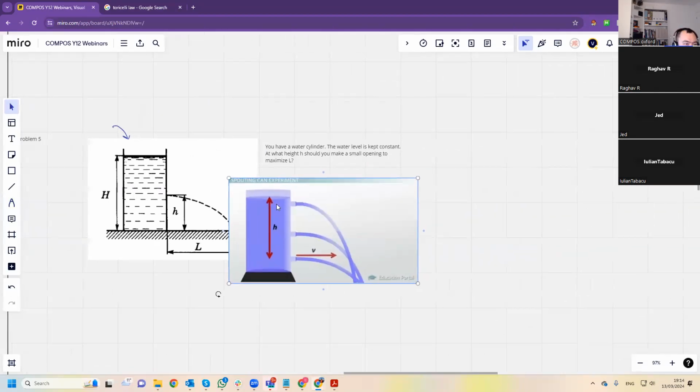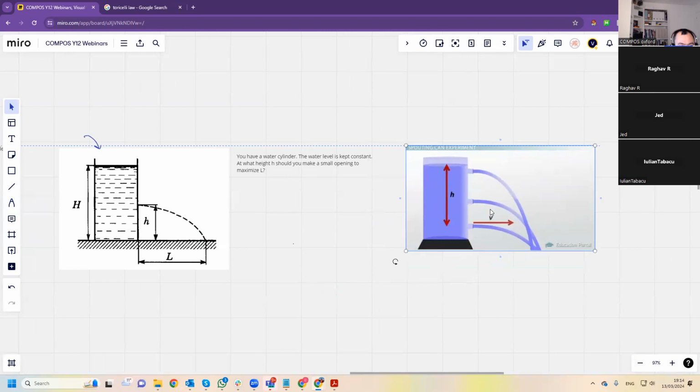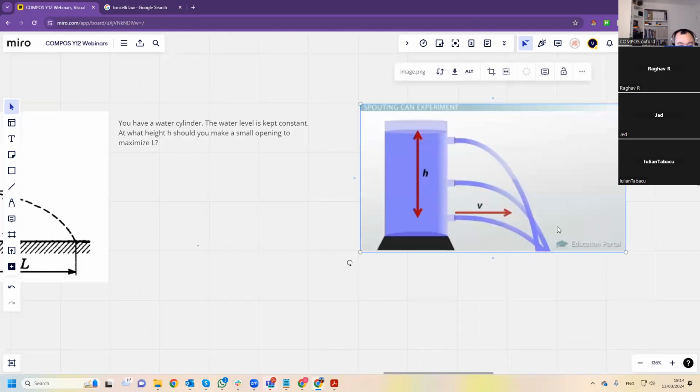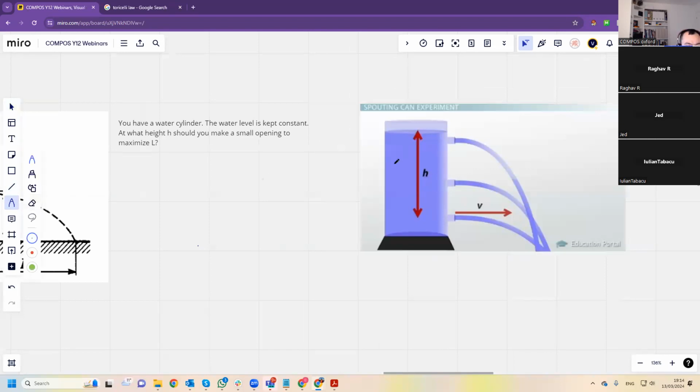Well, you've seen this experiment done in school, hopefully. The spouting can experiment. You can see that at the top, the speed is not so high. Here, the speed is going to be bigger, and here the speed is going to be even bigger, but because the height is lower, it won't go as far. So the question is, where is that sweet spot? Where's that sweet spot which will take you the furthest?